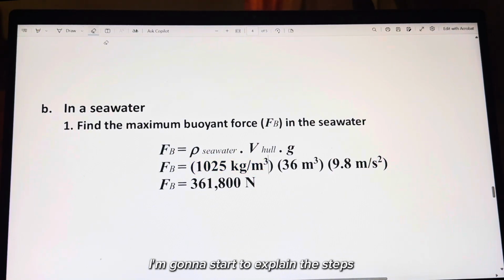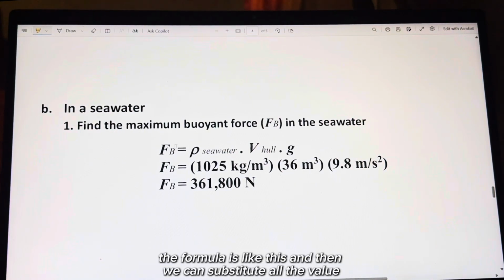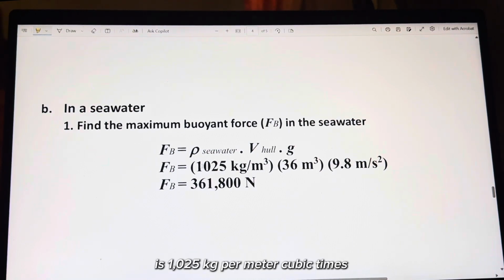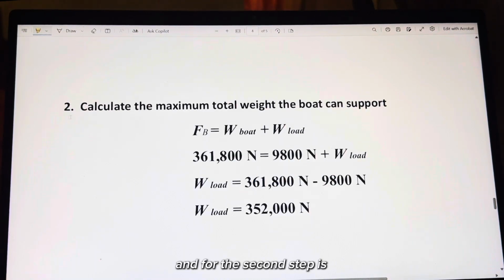I'm going to start explaining the steps. The first step is we need to find the maximum buoyant force in the seawater. As we know, the formula is like this, and then we can substitute all the values: 1025 kilograms per cubic meter times 36 cubic meters times 9.8 meters per second squared. And then we have it: the buoyant force in the seawater is 361,800 newtons.